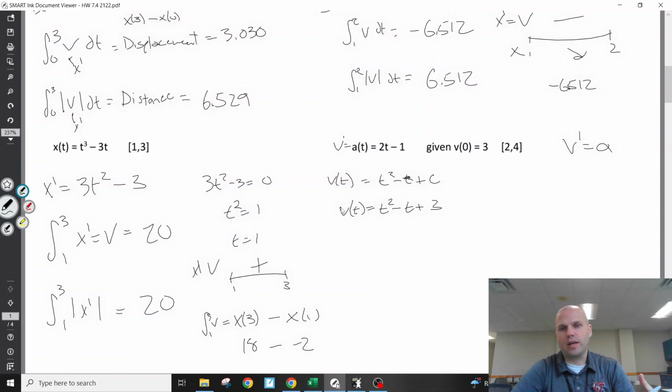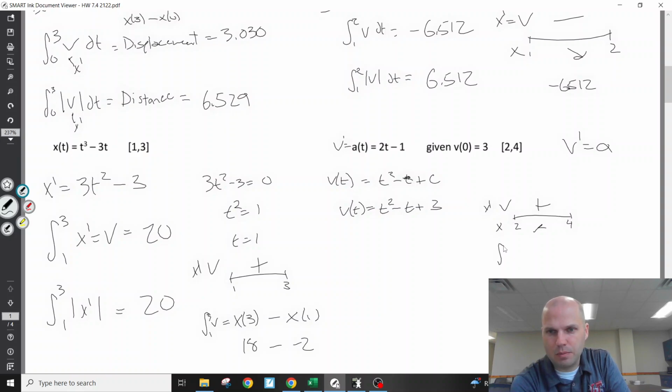I can't factor this, so I can't really do a good sign analysis of this. If I plugged in 2, I'd get 4 minus 2, which is 2, plus 3, which is 5. If I plugged in 4, I'm thinking that my velocity is going to be positive here as well. Since my velocity is positive between 2 and 4, my position is going to be increasing.